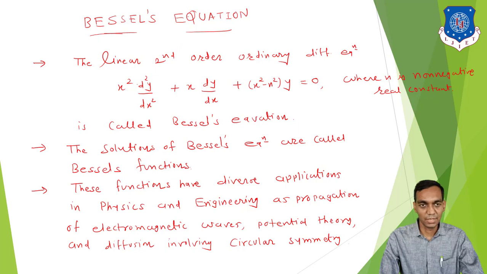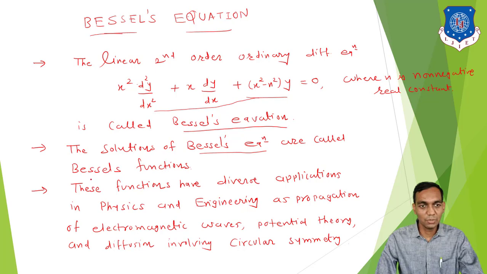the Bessel function. First of all, the linear second order ordinary differential equation of the form x square d square y by dx square plus x dy by dx plus (x square minus n square) y is equal to 0 is called Bessel's equation. Here n is any non-negative real constant, that means n is any positive real constant, or n has any real value. Then the solutions of the Bessel equation are called Bessel functions.